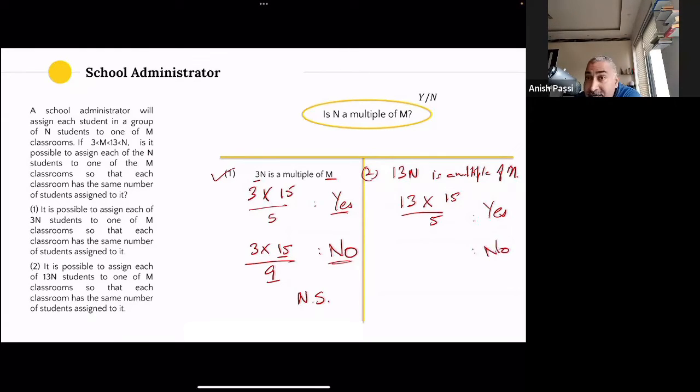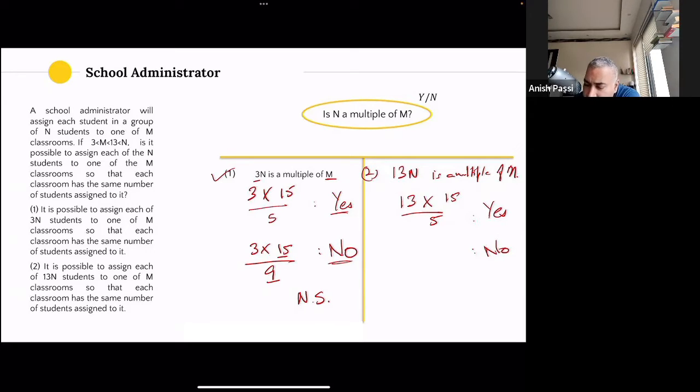What does a no value mean? 13n should be a multiple of m, but n should not be a multiple. In other words, that m in the denominator should not get completely cancelled with n, but after 13 comes in, then the denominator should get completely cancelled. Which tells me that the denominator needs to be a multiple of 13. Right? The denominator needs to get cancelled only after the 13 is brought in, not before that. That means the denominator is getting cancelled with 13. That means the denominator is a multiple of 13.